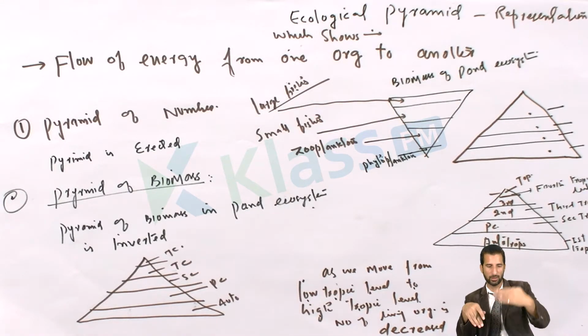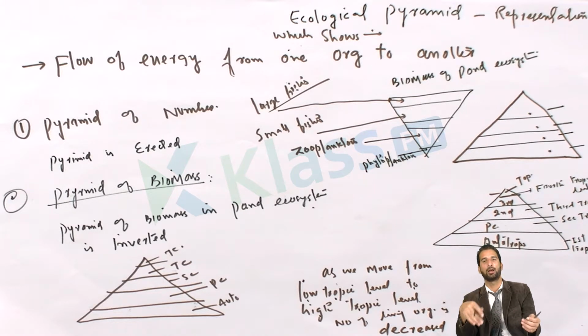The phytoplanktons are being eaten by zooplanktons. Then zooplanktons are eaten by these small fishes, and these small fishes are being finally eaten by the large fishes. And this gives you a pyramid which is an inverted shape. So in this case, the pyramid is inverted. So with this, we have explained the pyramid of number and pyramid of biomass.